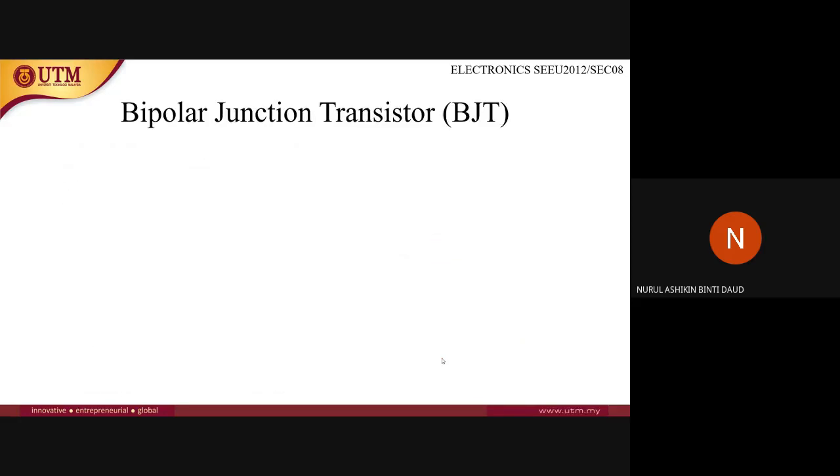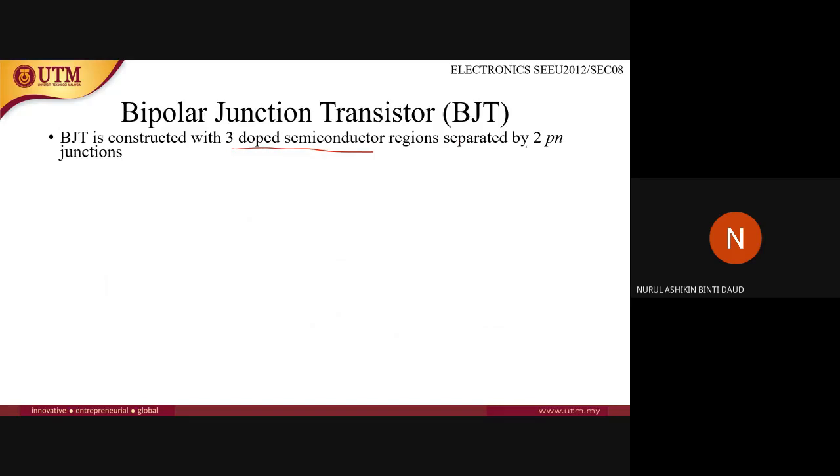So next, what is a bipolar junction transistor? The bipolar junction transistor, also known as BJT, is constructed with three doped semiconductor regions separated by two PN junctions. It is a combination of two PN junctions, and it has three doped semiconductor regions.